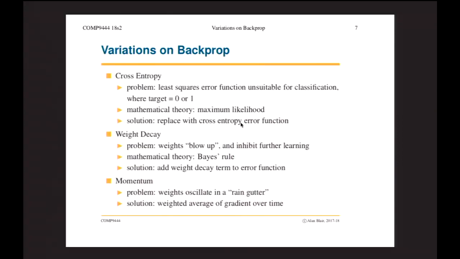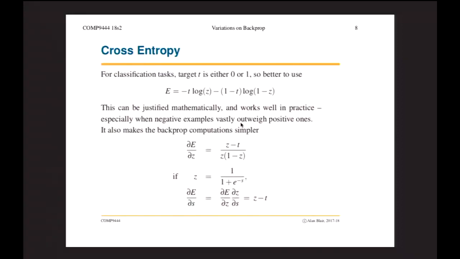Right, so we're going to discuss cross entropy, weight decay, and momentum. This is the formula for cross entropy. This involves taking the squared error cost function and replacing it with this cost function. The way I was explaining it last week was that this is particularly useful in cases where there's a disparity between the number of positive and negative examples.